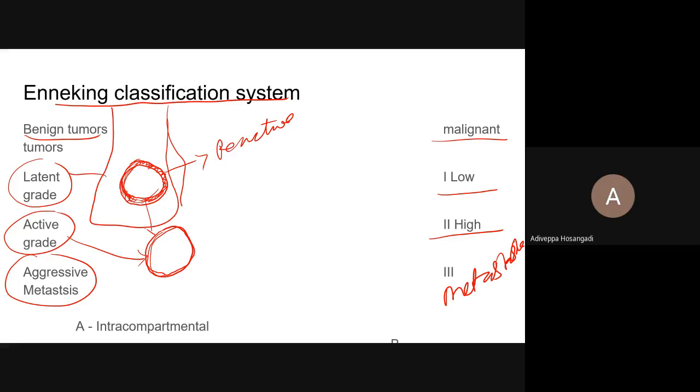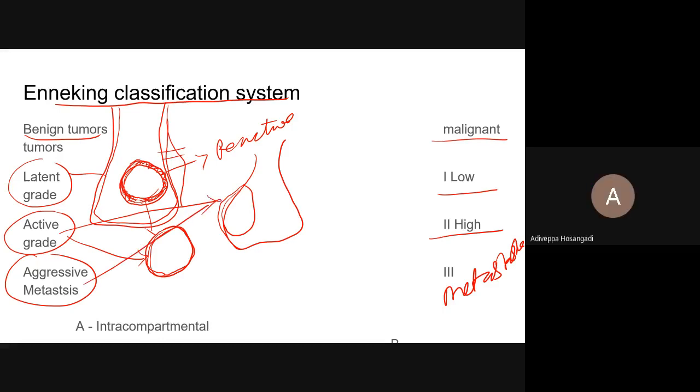Please remember, in latent and active grade, nothing happens to the native cortex. The cortex is there. There is no expansion and no fracture. That's why they are very well centered. You remember certain tumors which are eccentric and trying to expand the bone. Normal bone is expanded slowly. Don't confuse this for a periosteal reaction. It is like blowing a balloon: if it is slowly blown out, it expands. Similarly, this cyst or benign tumor tries to blow out the cortex. This is in active and aggressive.